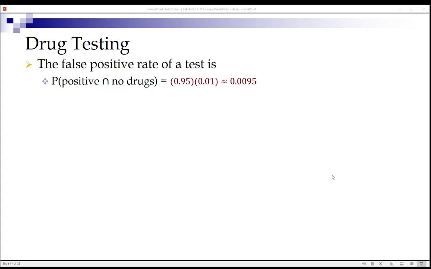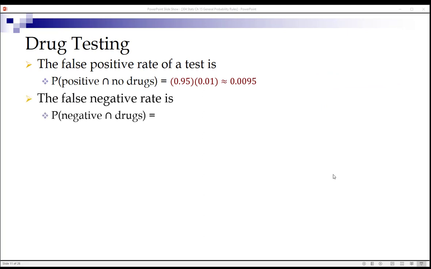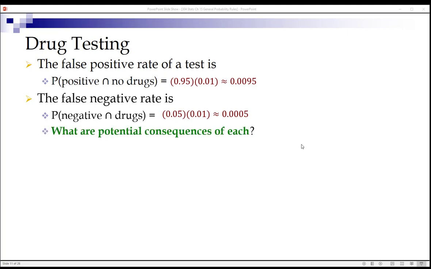So now that we found the probability of a false positive is approximately 0.0095, let's see if we could find the probability of a false negative. See if you could use the tree diagram and calculate what's the probability of a false negative. So the probability of a false negative is going to be 0.05 times 0.01, or 0.0005, which is really small. So the probability that we're going to get someone who's a false negative is really small. But there is approximately a 1% chance that we're going to get a false positive. What are the consequences of each?